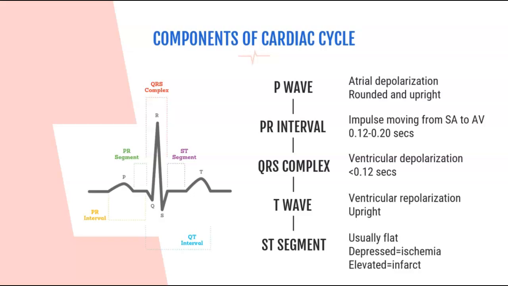The T wave represents ventricular repolarization or relaxation. The T wave should be upright and round. If the T wave is inverted, it can represent ischemia, and if you have tall peaked T waves, it can represent hyperkalemia. The ST segment starts at the end of the QRS and ends at the T wave.